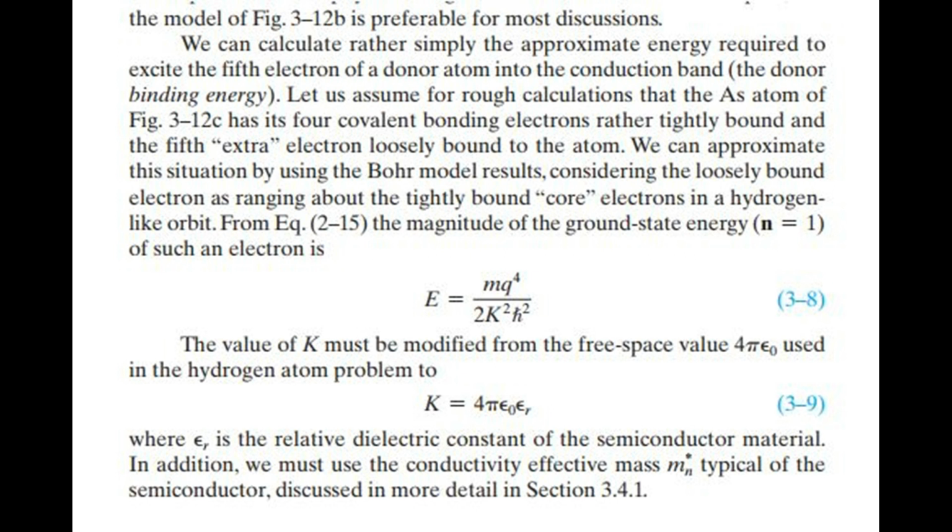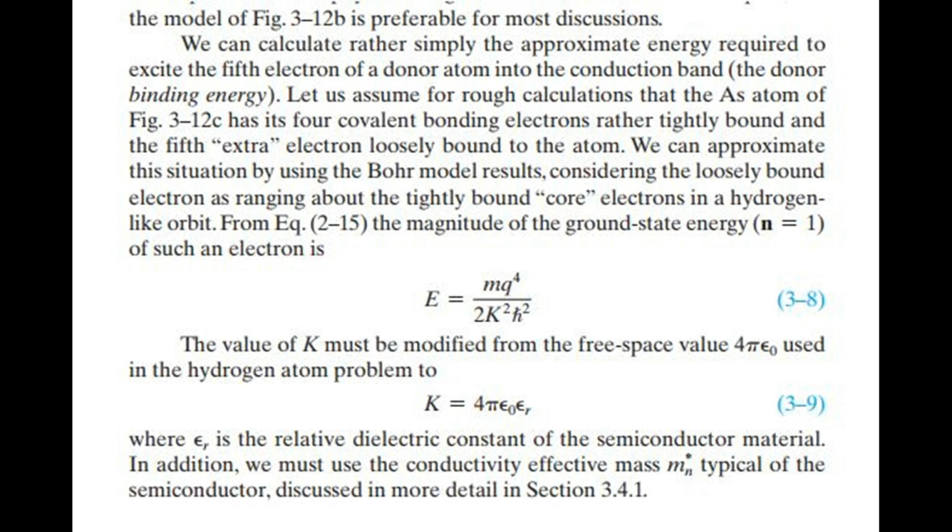The value of K must be modified from the free space value for epsilon 0 used in the hydrogen atom problem to epsilon r times epsilon 0, where epsilon r is the relative dielectric constant of the semiconductor material. In addition, we must use the conductivity effective mass m*n typical of the semiconductor, discussed in more detail in section 3.4.1.